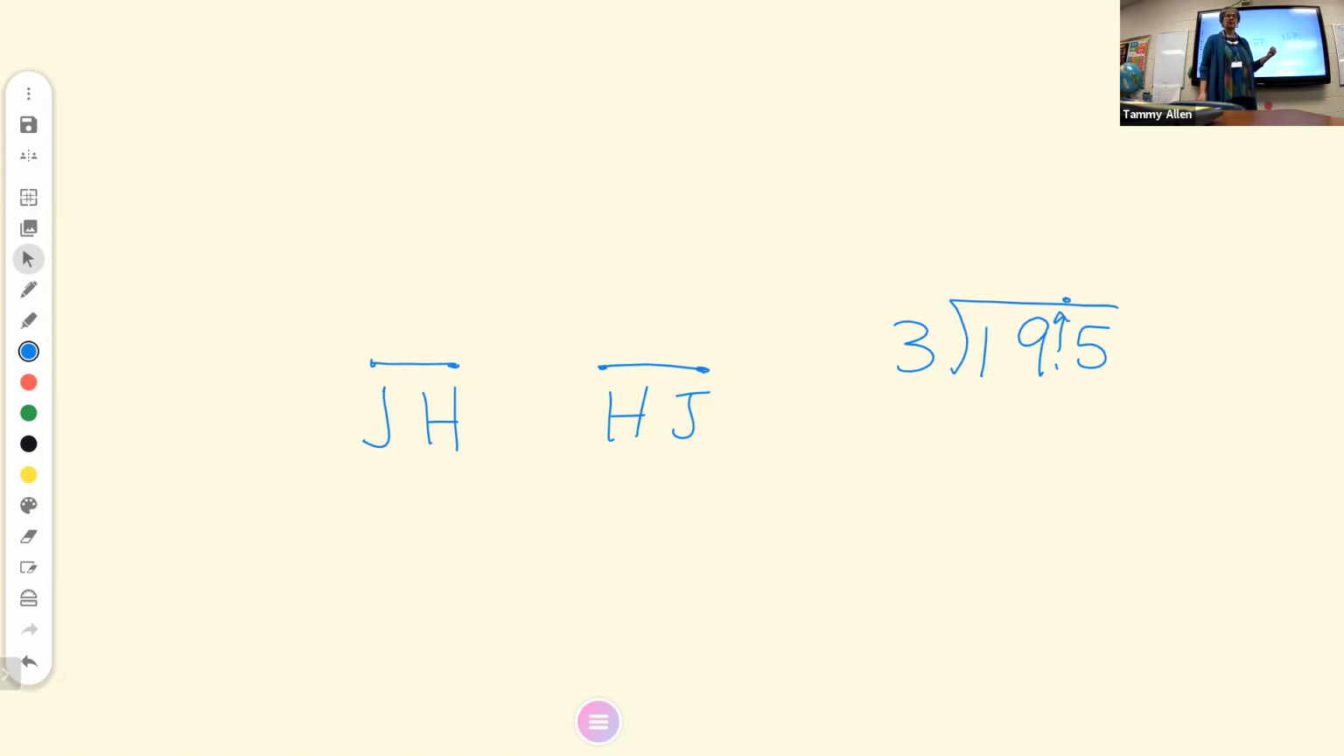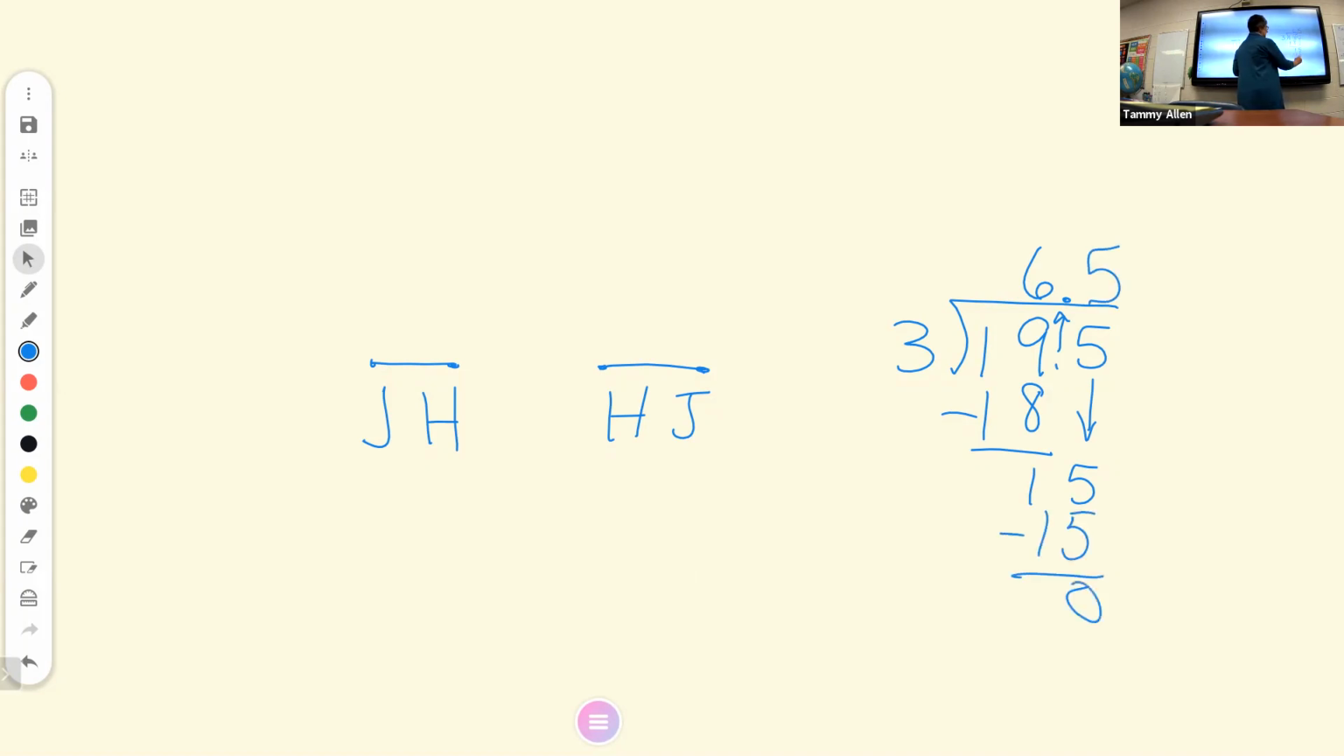3 goes into 1 how many times? 0. Into 19 how many times? 6. Make sure that 6 goes above the 9. We subtract, we get 1, we bring down the 5. 3 goes into 15 how many times? 5. So you should get 6 and 5/10. Okay? Number 5.